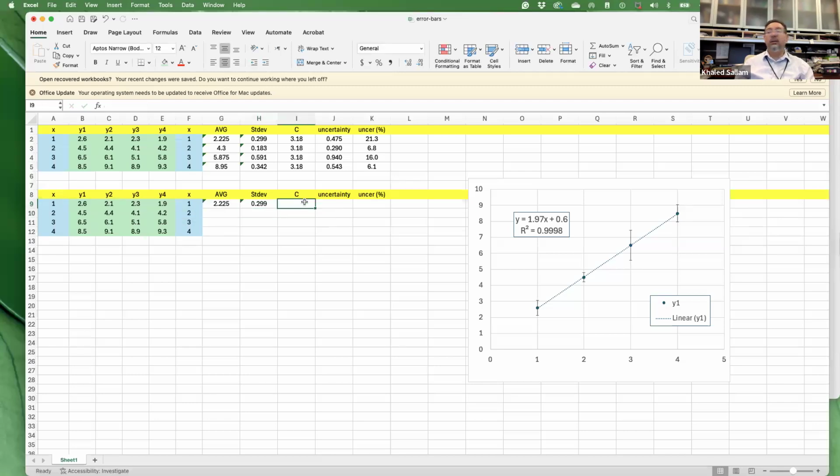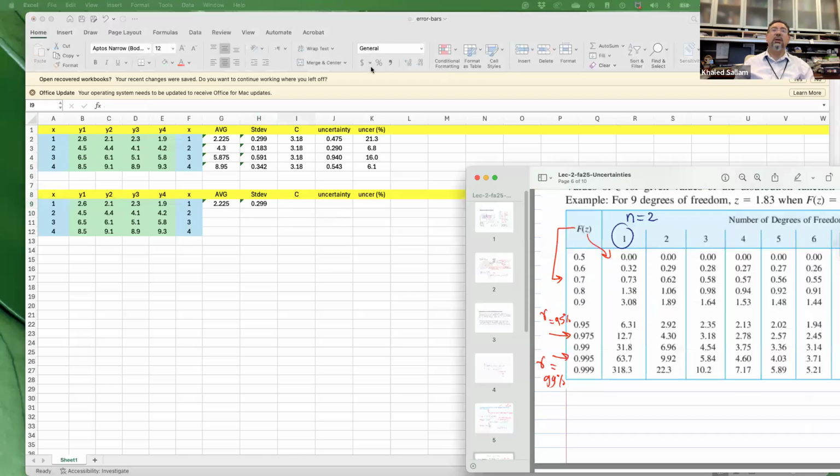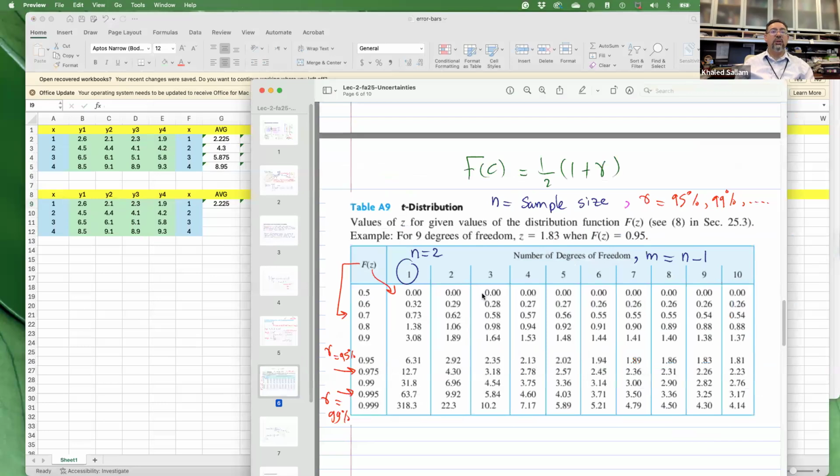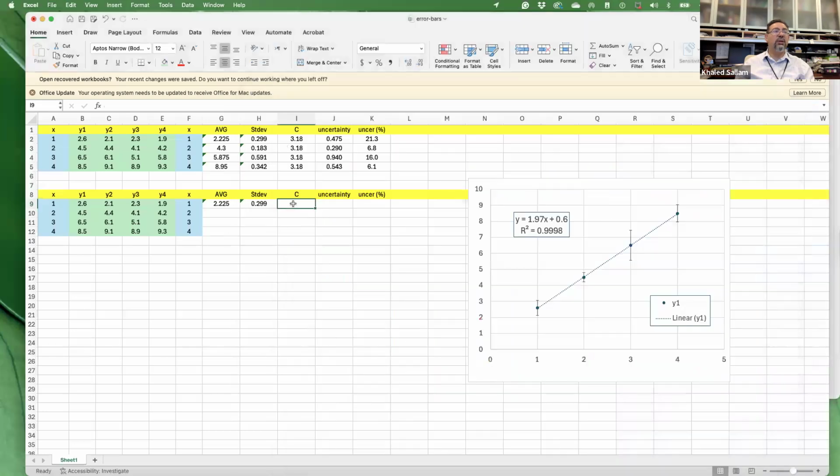And then the C, this is the T distribution, which came from this table, remember? We said that we want to do it within a 95% confidence level, so that means we are on this line. And this is the number of data points minus 1. Here we have 4 data points, so n minus 1 equals 3. So the number that I'm going to pick is 3.18. That's the T distribution value, 3.18, right? And that is the case for all of them because we only did 4 data points for each one of them.